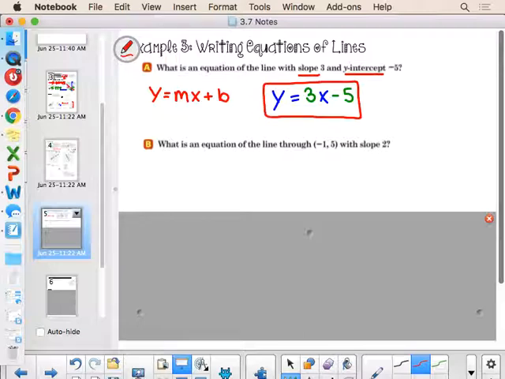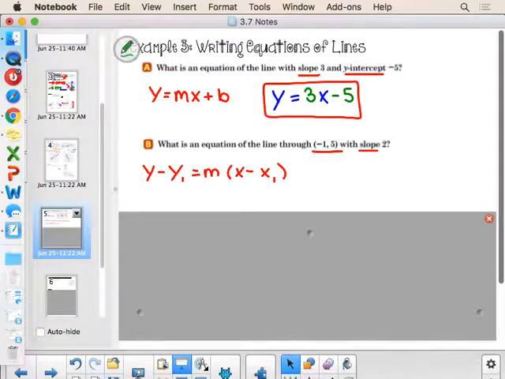In next question B, I've been given a point and a slope. When I'm given a point and a slope, it's most efficient if I use point-slope form. So y minus y1 equals the slope times the quantity of x minus x1. Alright, so let's get started.